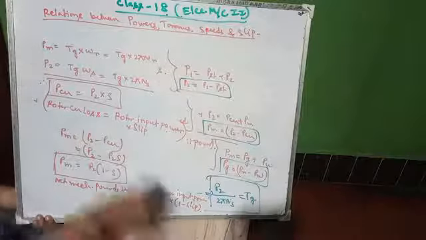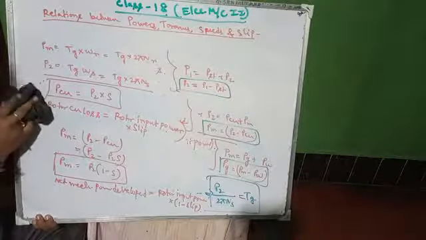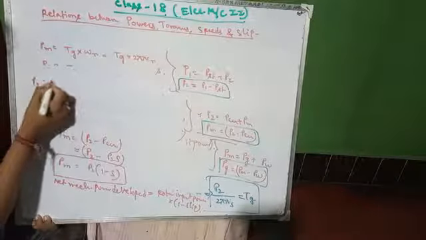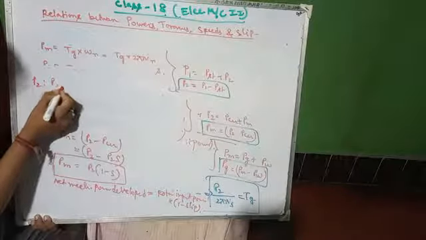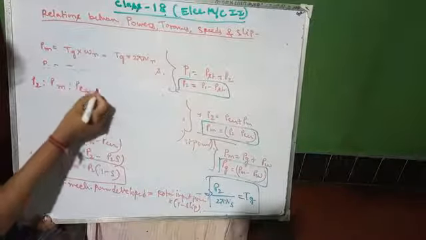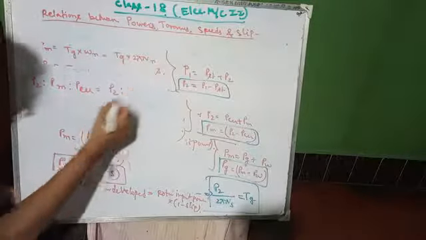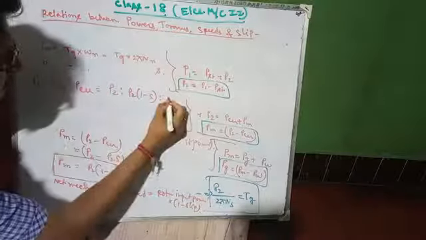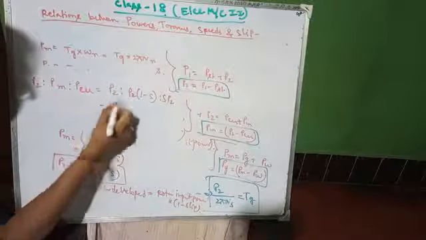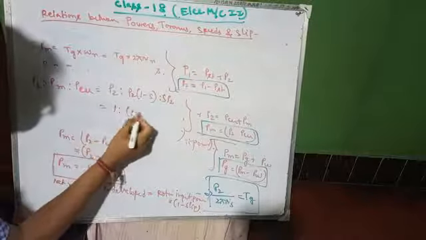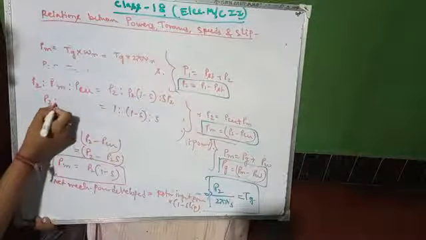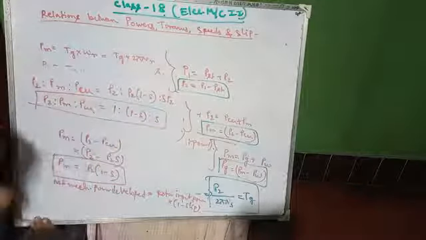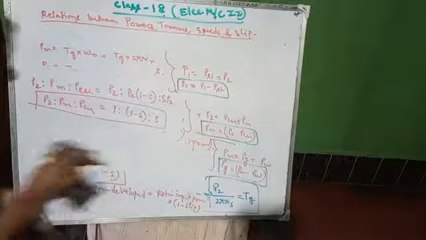So now let's summarize. What is the ratio of P2 to Pm to PCU? P2 equals P2, Pm equals P2 into 1 minus S, and PCU equals S into P2. So P2 will be cancelled out: 1 is to 1 minus S is to S. Okay, so this is a well known relation of three-phase induction motor power concept. This is the slip versus power relation of the rotor part.